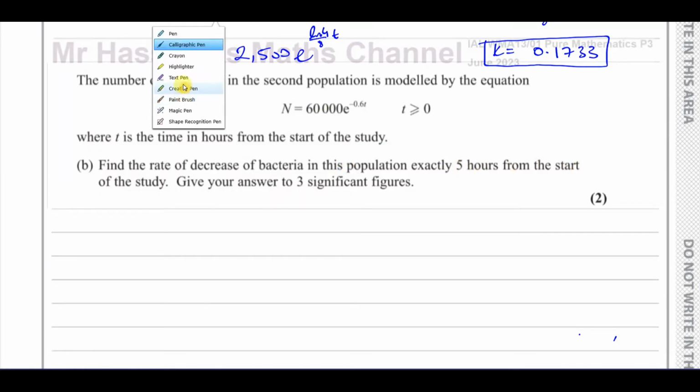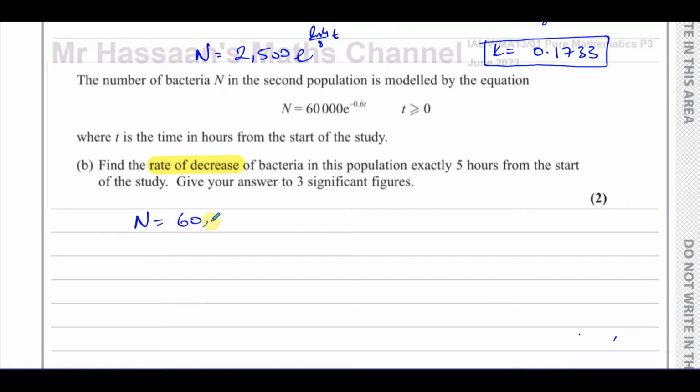So the phrase, the rate of decrease, is basically the rate of change with respect to time, exactly 5 hours. Okay, so basically this is telling you to differentiate this, find dN/dt, the rate of change of the number of bacteria with respect to time. So they're asking us to find dN/dt. So N equals 60,000 times e to the power of negative 0.6 times t. So we have to differentiate this with respect to t, and give us an expression which involves t for the gradient of this function, the rate of change.